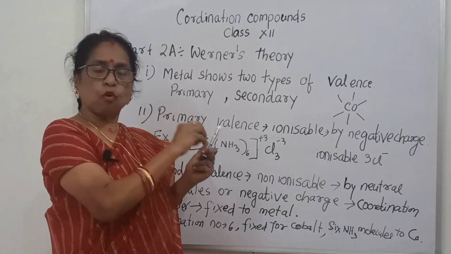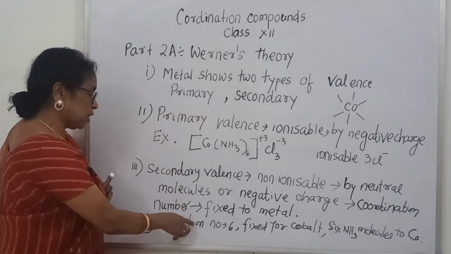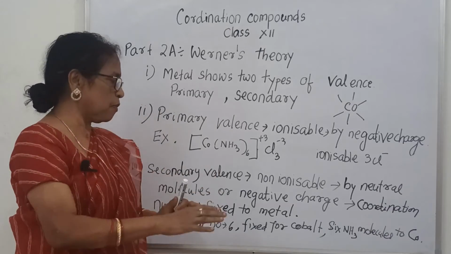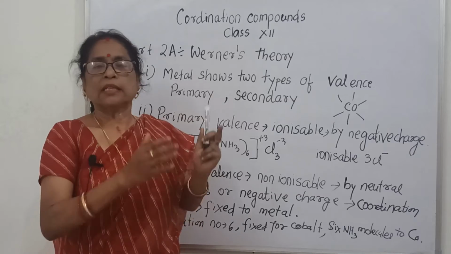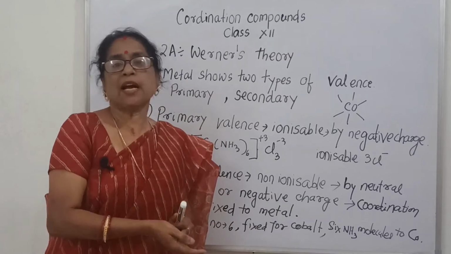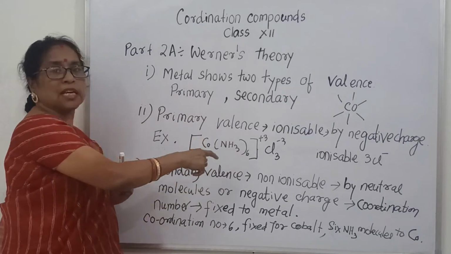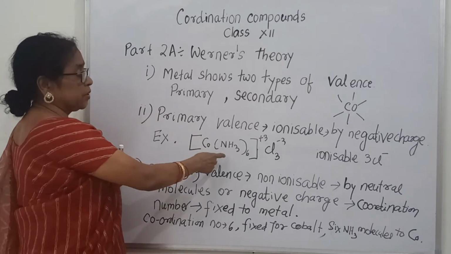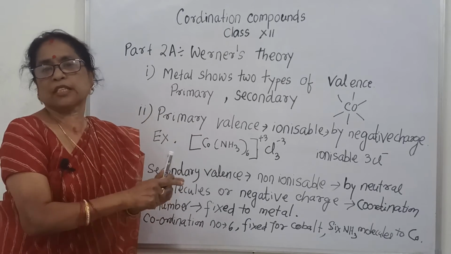That means if it is cobalt, then the coordination number is always 6. The coordination number 6 is fixed for cobalt, and how many molecules? 6 molecules, 6 ligands, are attached to cobalt. What is the type of ligand? That is a neutral molecule. So from here you can see the number gives the coordination number, and the coordination number is fixed for a fixed metal.